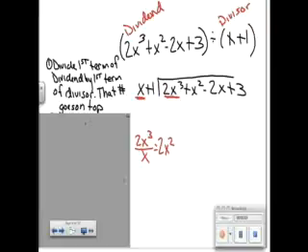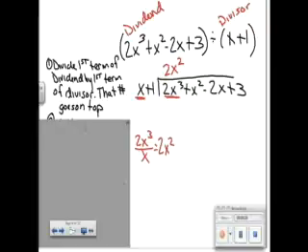Once you get this number, it goes on top. You put it on top. It's part of your quotient. It's part of your answer. Okay? And that's where we are so far. Step 1, divide the first term of the dividend by the first term of the divisor. That number goes on top. Second step to this.